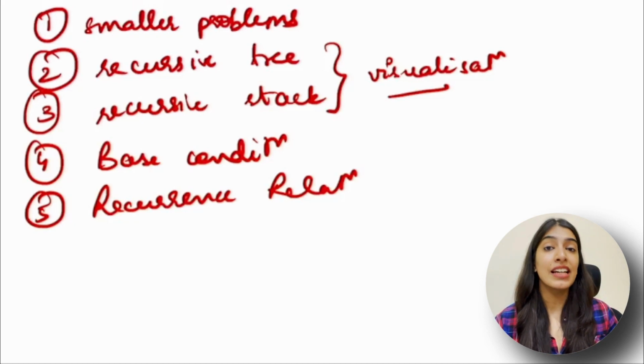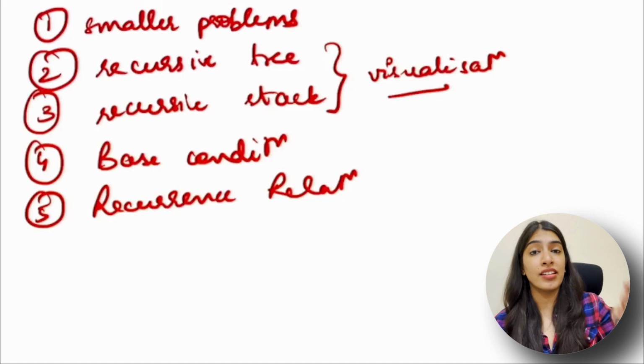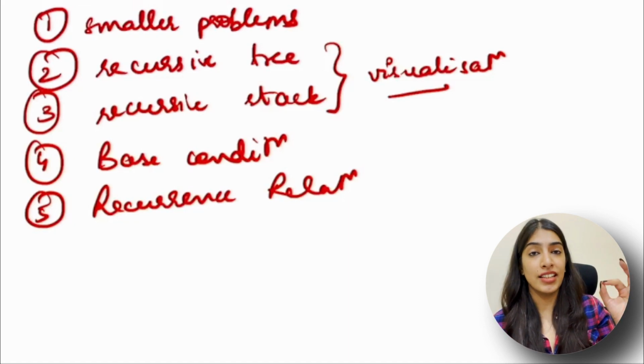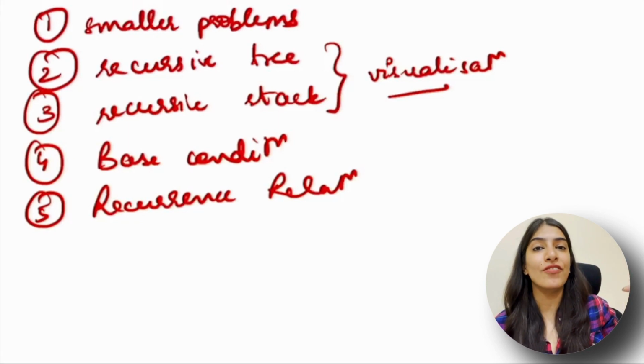Second thing that we will do, we will try to visualize how recursion is happening by making a recursive tree. Third thing that we will do is we will see how memory is allocated in recursive stack. Fourth thing that we will do is we will see what is our base condition, that is where our recursion has to stop. Fifth thing that we will do is that we will write a recurrence relation. Basically, we will try to show our entire function in one mathematical equation. We will tell that, okay, this is our relation. This is basically our function in one line.